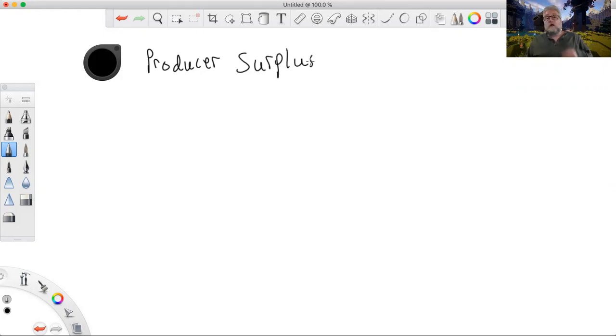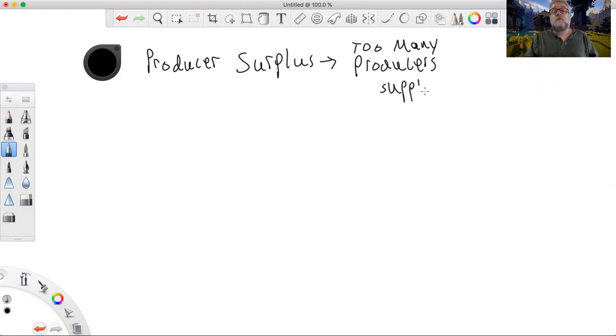And producer surplus means, if you think about what the words mean, too many producers. It means supply is really, really high. And what's that going to do to the price? It's going to drive the price down.